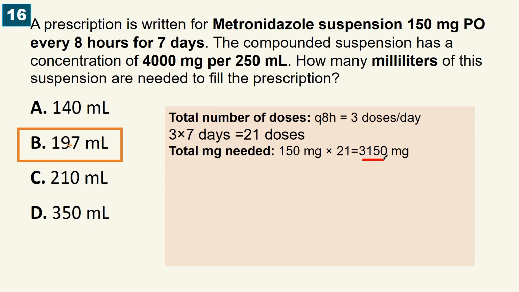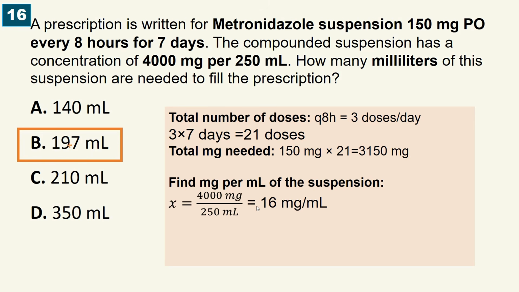So it is 3150 milligrams. However, since it is a suspension, you have to find how many milligrams per mL. This one contains 4000 milligrams in 250 mL. That means 1 mL has 16 milligrams per milliliter.